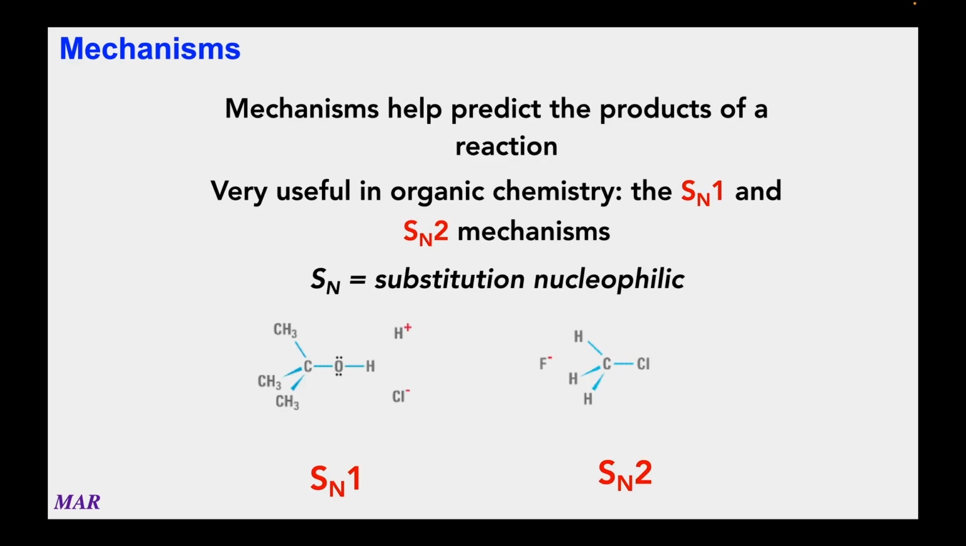Mechanisms are really helpful. Organic chemistry uses mechanisms a lot to predict what the products are going to be. And I'm just going to show you two examples here of what are called SN1 and SN2 mechanisms. SN stands for substitution nucleophilic. You'll learn more about this in organic chemistry, but they can be super helpful. In the unimolecular SN1 mechanism for a nucleophilic substitution reaction, the bond between the carbon and the leaving group breaks prior to formation of the bond between the carbon and the entering group.